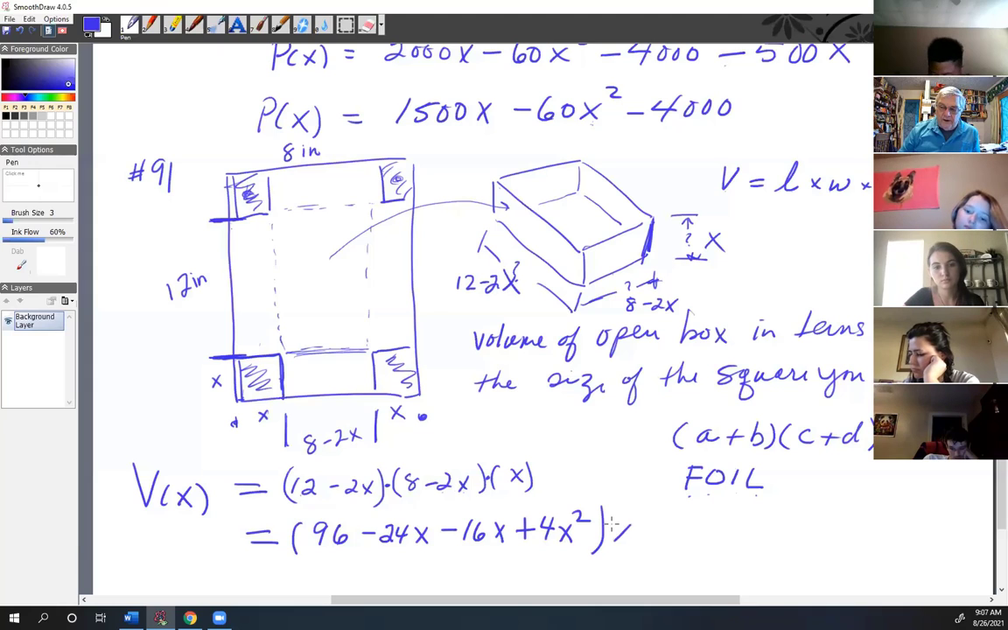But we're not done. We still got this x over here. We haven't multiplied this x yet. All right. So now cleaning up, I can see that I've got a negative 24x and a 16x that I could combine. And that's all the cleanup I can do inside the parentheses. And then I've got to multiply everything by x.